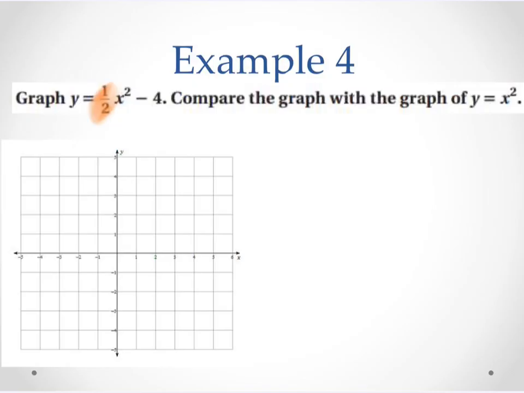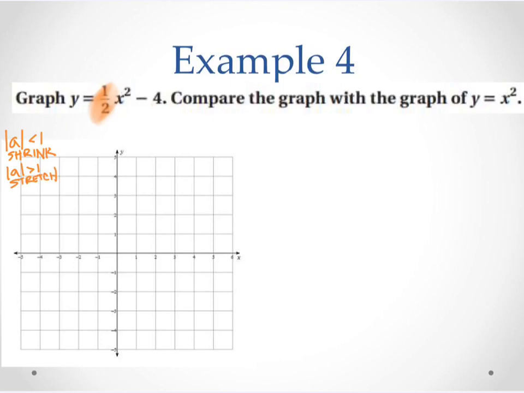Next example is comparing this graph to the parent function. Now, I highlighted the leading coefficient because we've seen this before, the comparisons to the parent functions. We've seen it with exponential functions, we've seen it with linear functions, and now we're again going to see it with quadratic functions. If the absolute value of the leading coefficient is less than 1, it's going to be a vertical shrink.